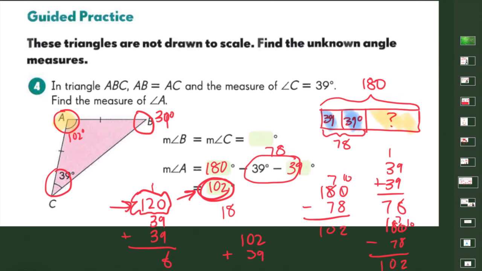102 plus 39 plus 39. Let's see if that gets us to 180. All right, 9 plus 2 is 11, plus 9 is 20. 3 plus 3 is 6, plus 2 is 8, and 1. So yes, that is correct. So the missing angle is 102. It is not 120.